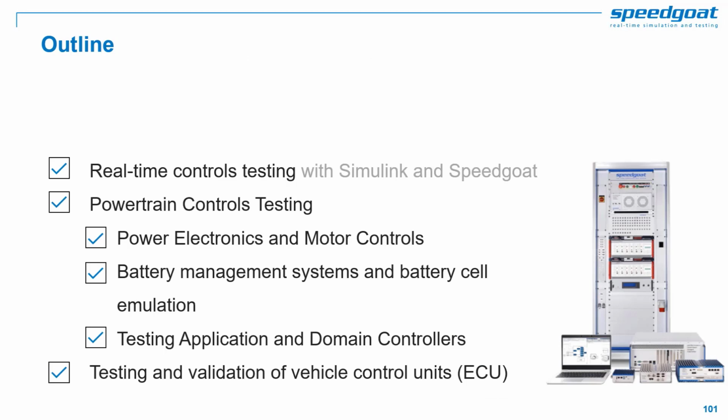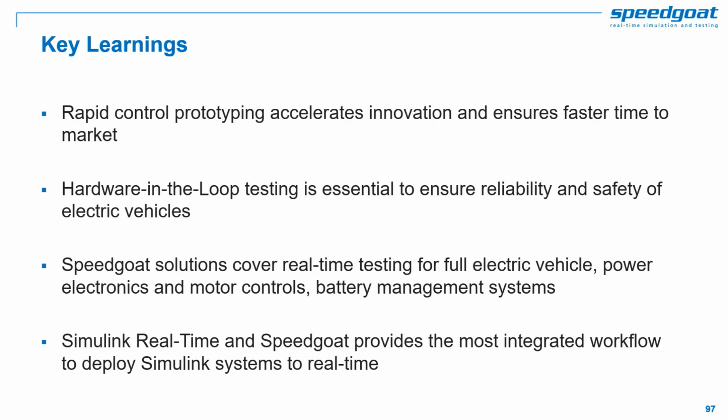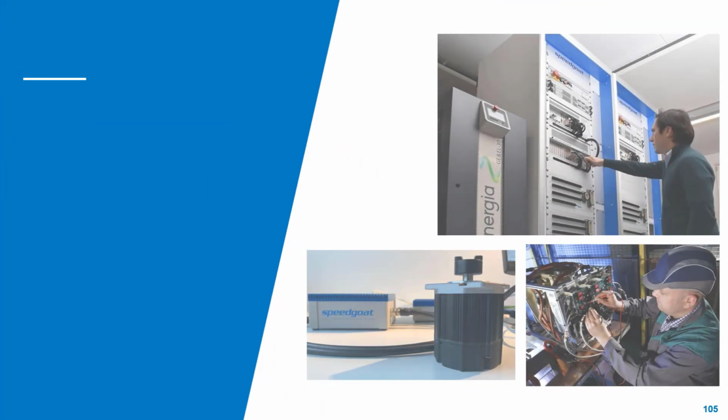We now arrive at the end of this webinar. Let's quickly recap the key takeaways. Rapid control prototyping accelerates innovation and ensures faster time to market. Hardware-in-the-loop testing is essential to ensure reliability and safety of electric vehicles. Speedgoat solutions cover real-time testing for full electric vehicle, power electronics and motor controls, and battery management systems. And Simulink Real-Time and Speedgoat provide the most integrated workflow to deploy Simulink systems to real-time.